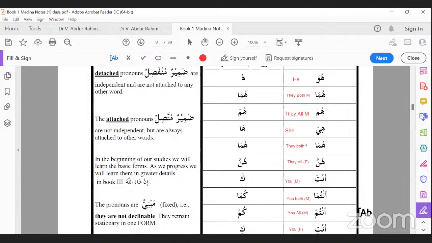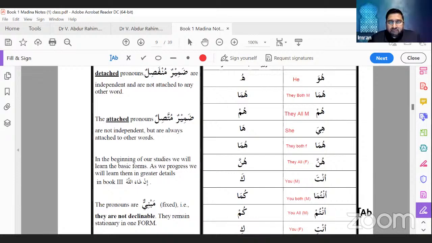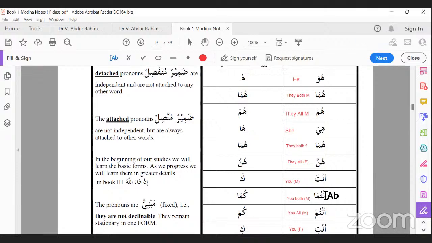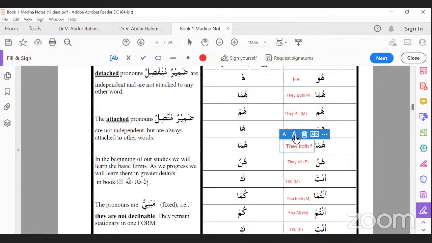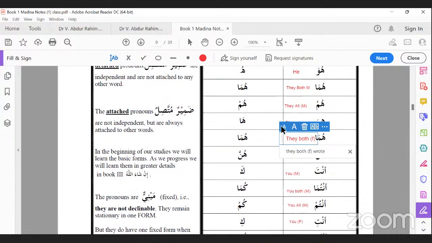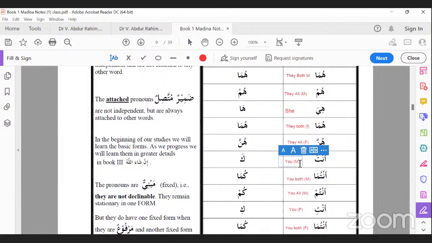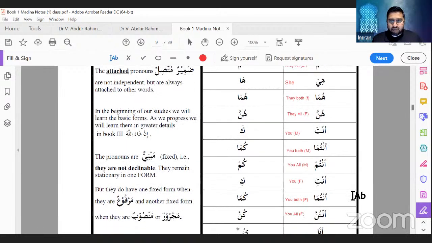Huwa, he. Huma, they both male. Excellent. Hum, they all male. Excellent. Hiya, she. Huma, they both female. Excellent. Hunna, they all female. Yep. Anta, you male. Antum, you all male. Antum, you both female. Is this the same thing? Anta, you female.